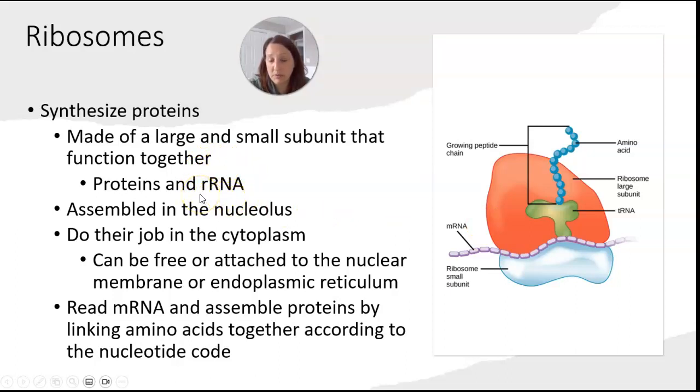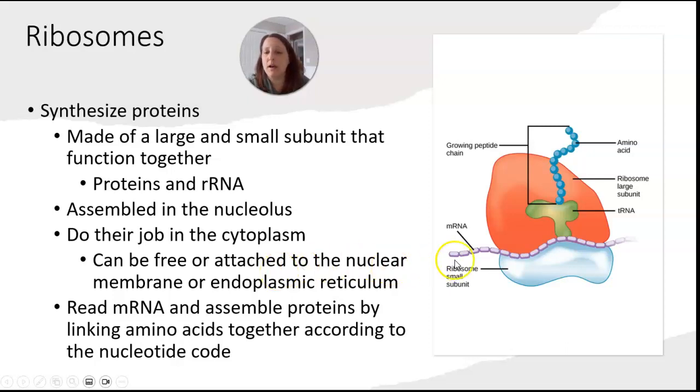We talked about there being three different kinds of RNA. Again, one of them is rRNA. So ribosomal RNA is part of the ribosome. So again, they're assembled in the nucleolus, then they're exported through a nuclear pore into the cytoplasm, and it's in the cytoplasm that they do their job. Ribosomes can either be free in the cytoplasm, or they might be attached to either the nuclear membrane or to the rough endoplasmic reticulum. And we're going to look at the endoplasmic reticulum in the next video.